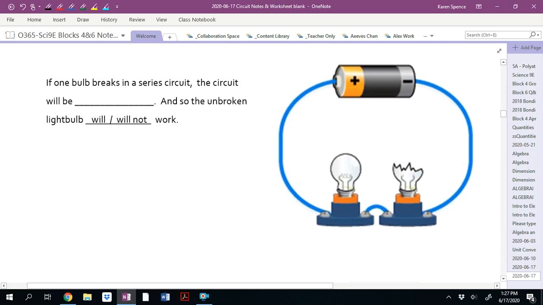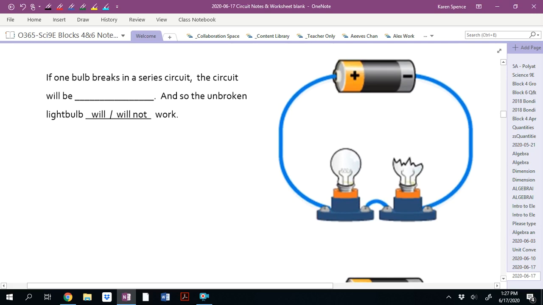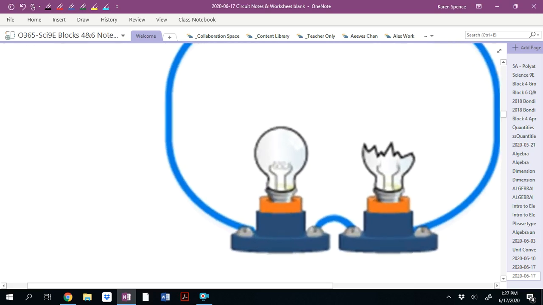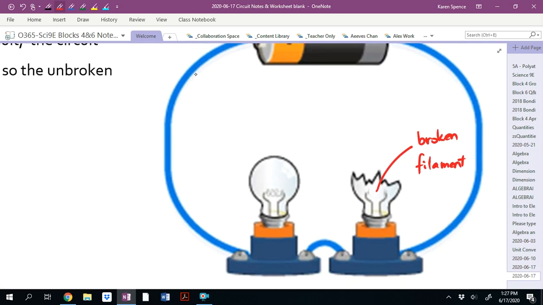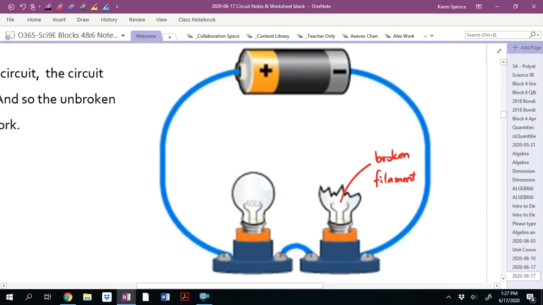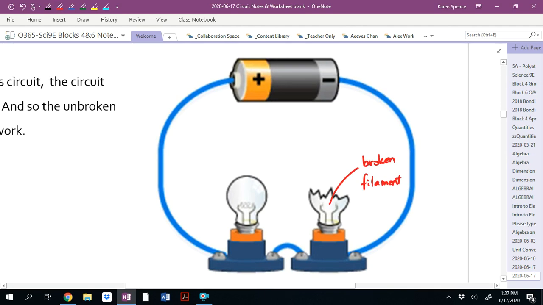All right, now if we have a bulb broken in a series circuit, and I'm going to zoom right in here so you can see, can you see that not only is our bulb broken, but that little filament is broken? We have a broken filament. When that is broken, what it means is that the electrons would like to be flowing, but they don't have a complete path.